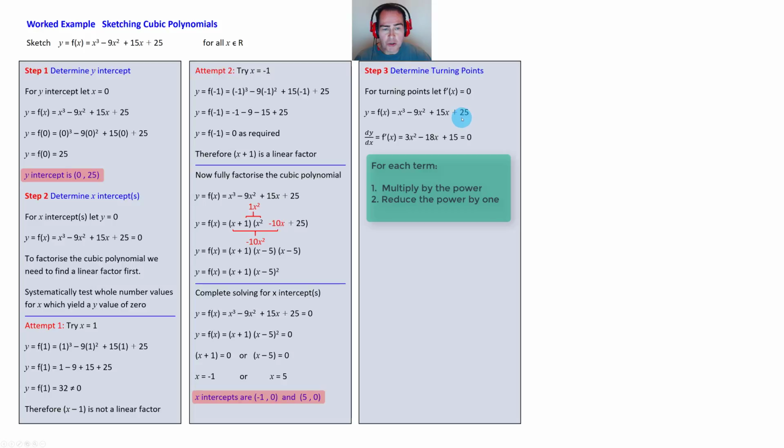And this constant term is like 25x to the power of 0, so when we multiply by the 0, it disappears. This equals 0 comes from our original condition that the gradient must equal 0 in order to have a turning point.